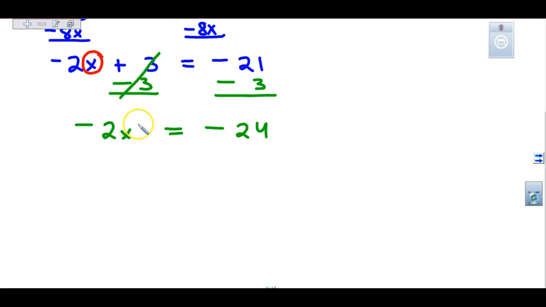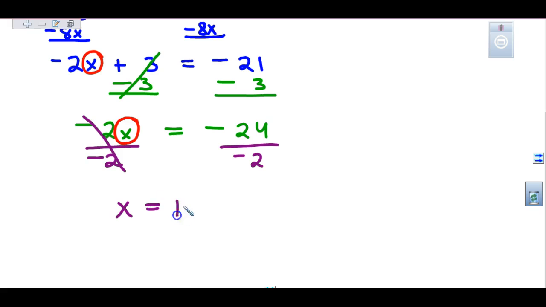Now we're not done here. We still don't have the x by itself. What's the inverse operation we need to use here? Division. The inverse of multiplication is division. What you do to one side, you do to the other. X is equal to 12.